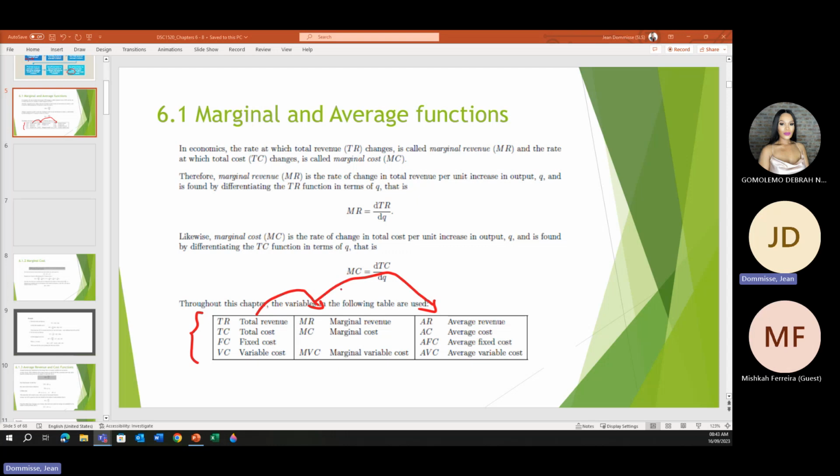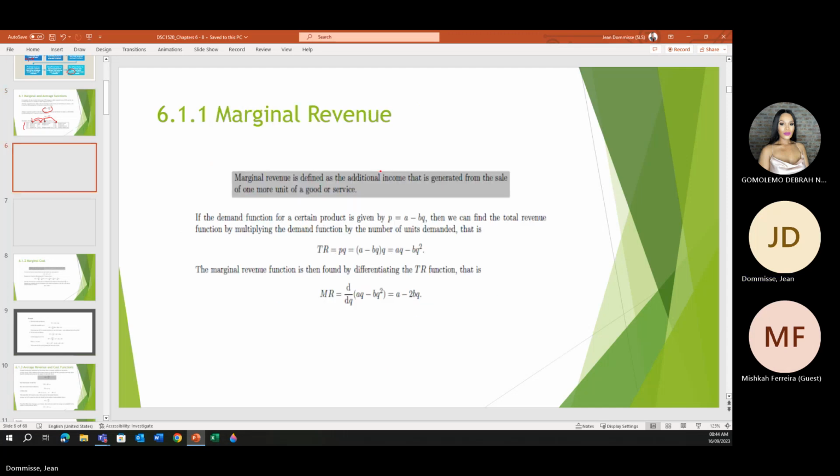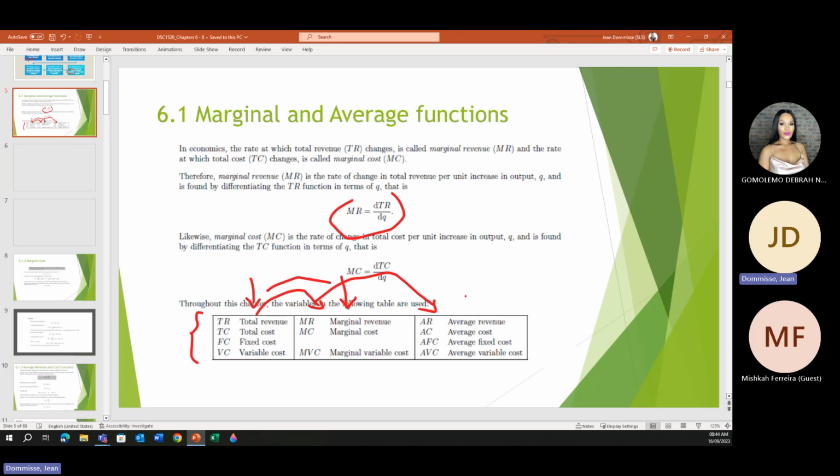So I just thought that's why I wanted to show you this. When we look at this, we will normally get the total revenue function or total cost, fixed cost, variable cost. If we differentiate that function, the next function that we will get is your marginal functions. Basically it's what they are telling us here. If we differentiate the function, you will get your marginal. And then to get to the average, you basically divide by the quantity. That is then how we will get to that.